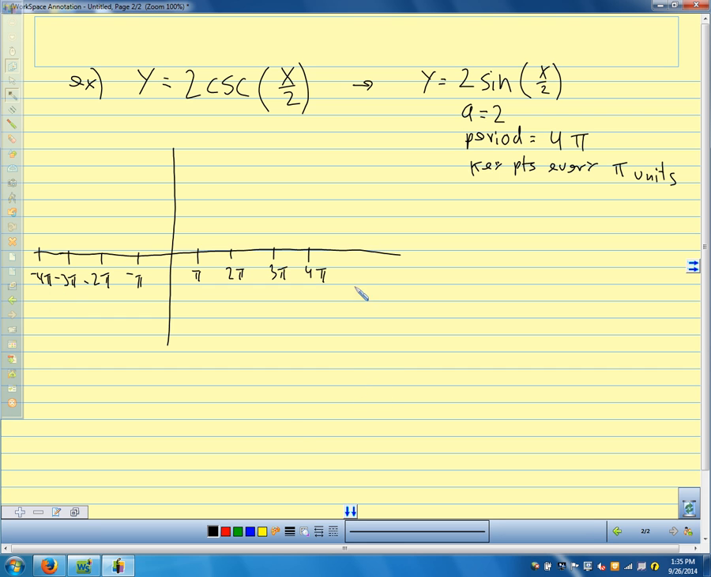All right, and we're graphing a sine function. I'm going to label my y-axis, so I go from positive 2 to negative 2. We're not shifting at all, so our sine function starts at 0 here, and we get points at all of our key points here.